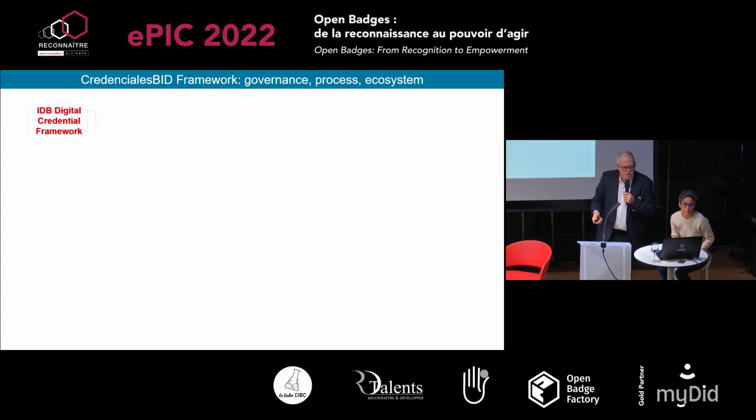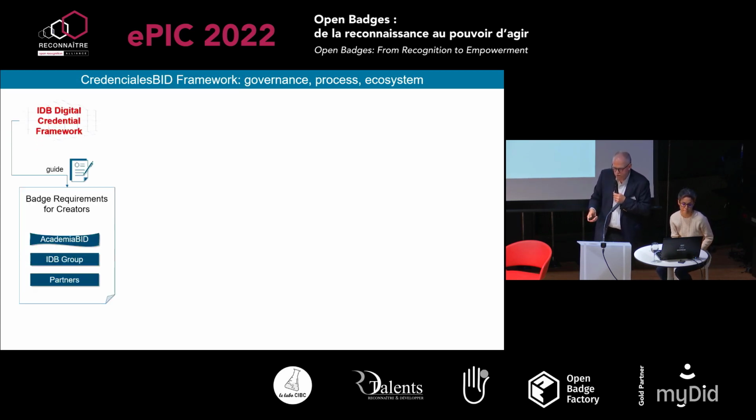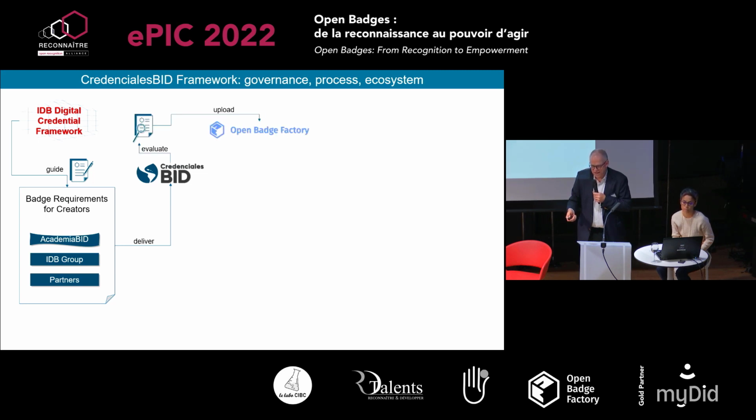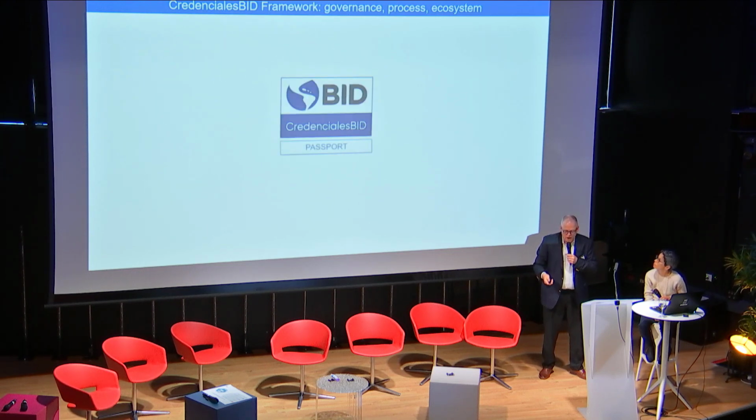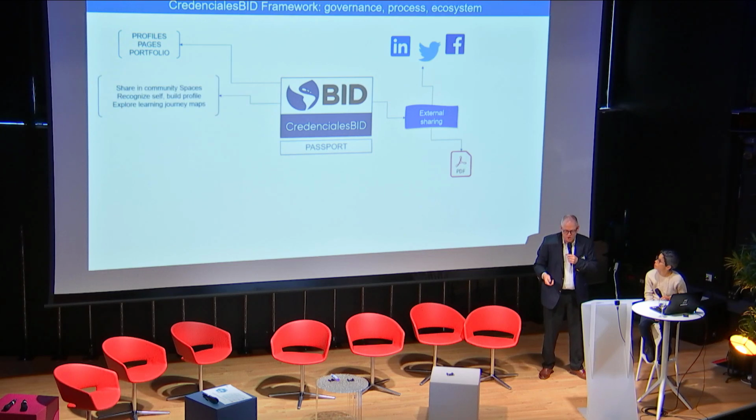So this is me talking through how this would work. They fill in the requirements document, which the credential framework guides. They submit it to the Credentialis bid team, who examine it. If it passes, then they upload those badges, whichever type of badge, and those are issued through the various means of academia bid and other forms of learning and development, of which many are emergent. Those badges fold into the Credentialis bid passport, and of course can be shared externally, but increasingly shared internally in spaces that will be an emergent area.